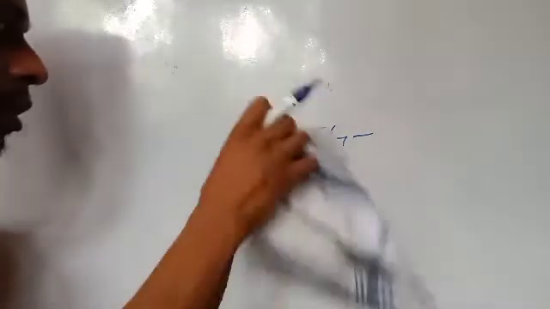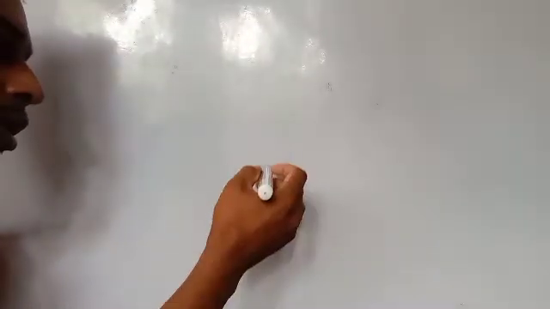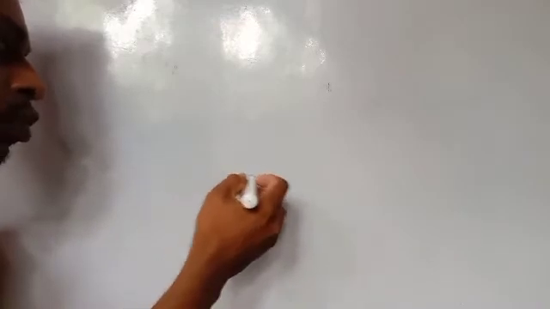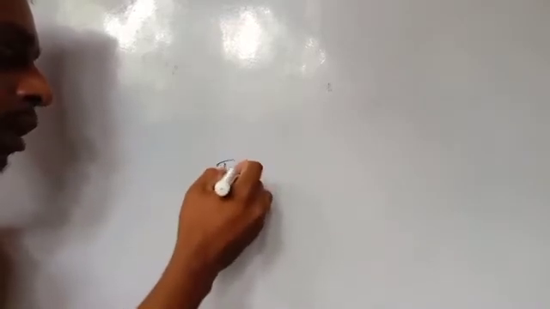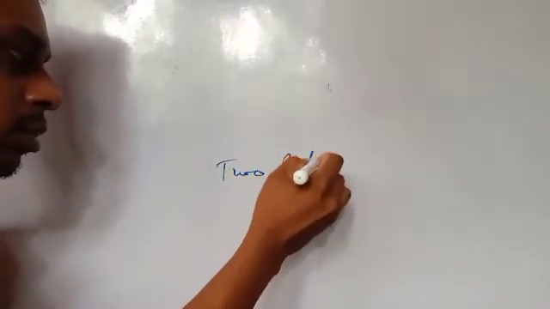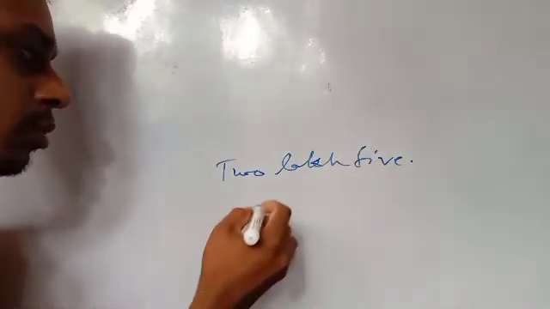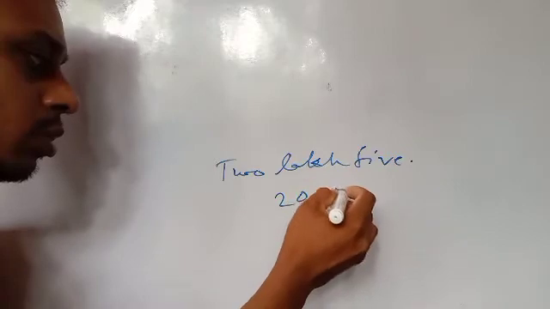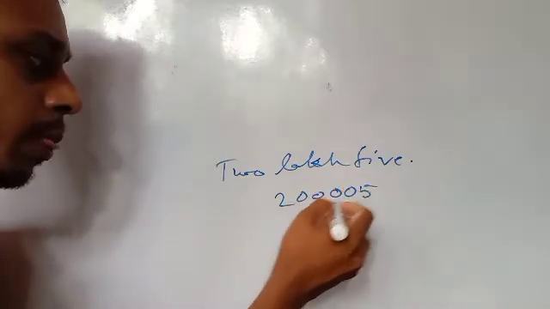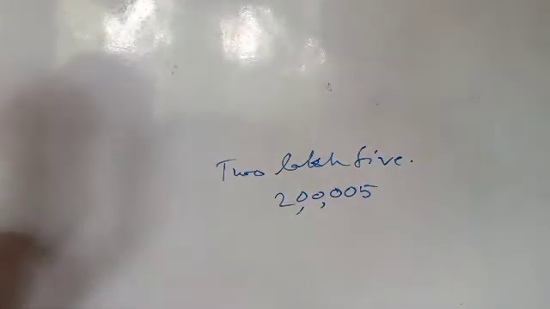Now sometimes it will be given in words and you have to write it in figures. Suppose 2 lakh 5: that is 200,005. So it works this way. Other types of sums ask you to find the place value.